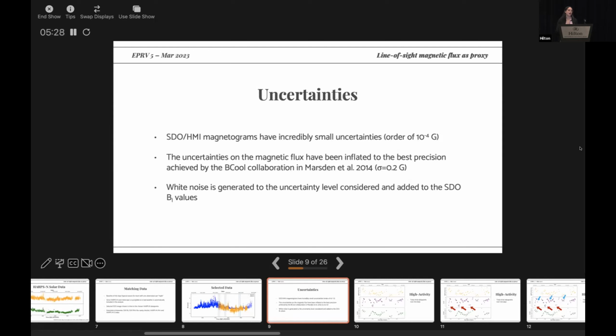Instead, what I did was take the optimistic 0.2 Gauss precision that was achieved by the BiColor collaboration before, and I generated white noise to this level and added it to the SDO magnetic flux, to kind of even out the fields between what we currently have and what we hope to have in a very nice polarimetry survey.